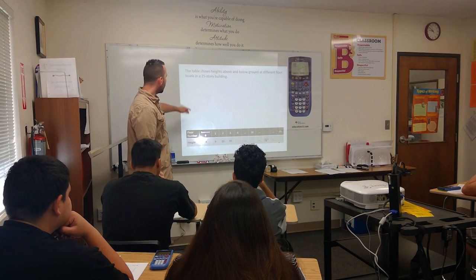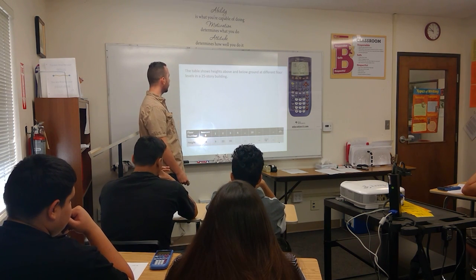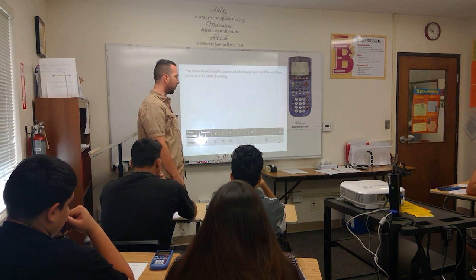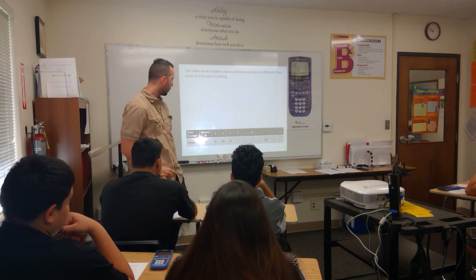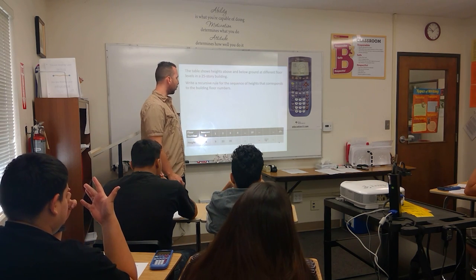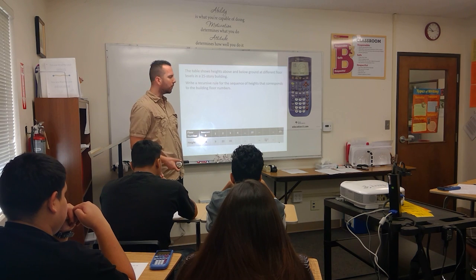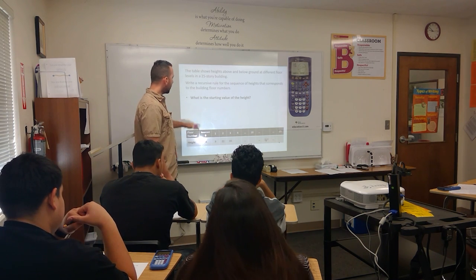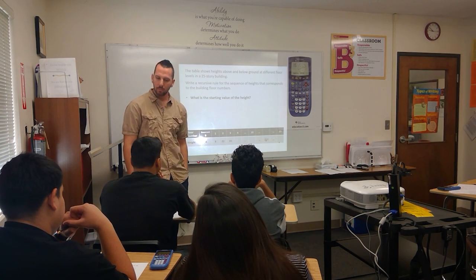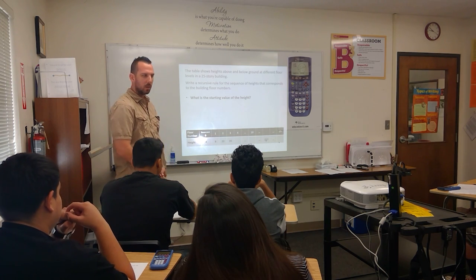So we'll figure that out by using the table. The table shows heights above and below ground at different floor levels in a 25-story building. This is not the Empire State Building. Okay? All right, so we're going to write a recursive rule for the sequence of heights that corresponds to the building floor numbers. What is the starting value of the height? If you look at the table, what is the starting height of that building?